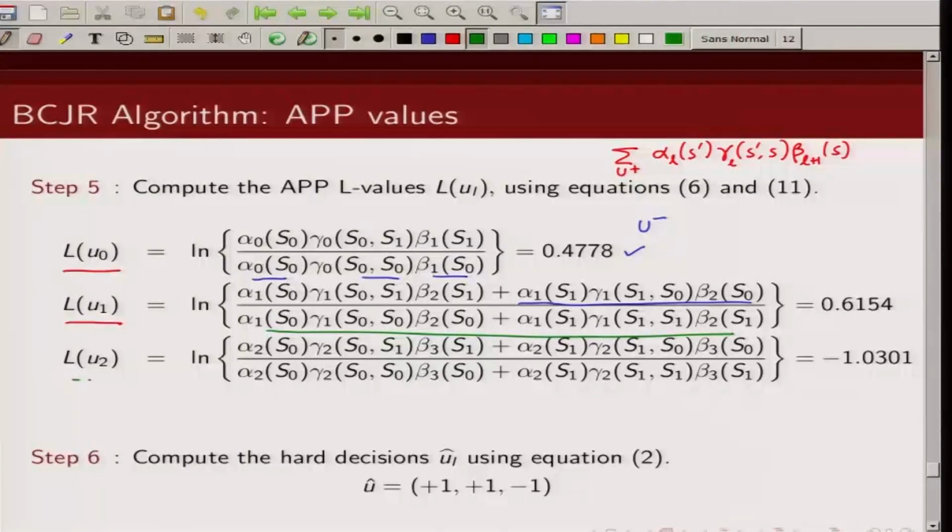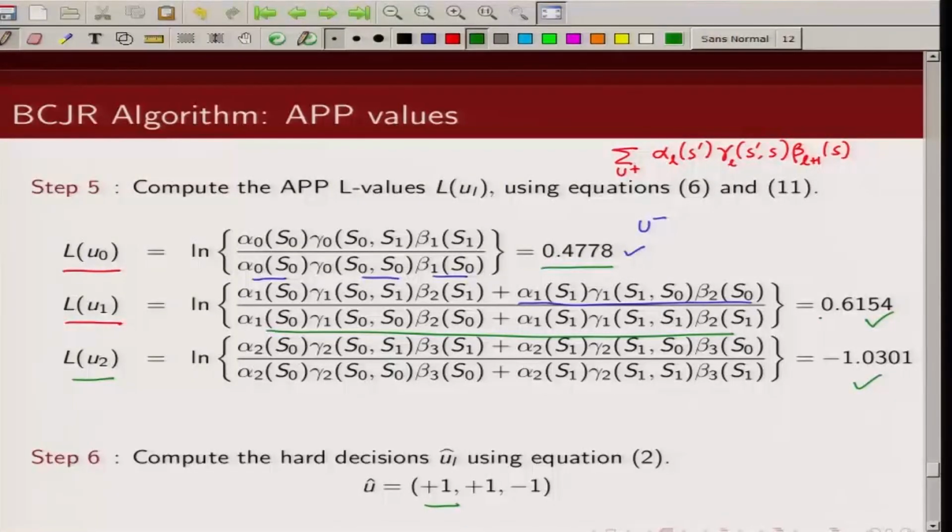Likewise, we compute log likelihood ratios, the APP values, for all the three information bits. Now, what is the final step? Once we have computed the log likelihood ratios, we see whether they are greater than 0 or less than 0. If they are greater than or equal to 0, we decide in favor of UL being plus 1, otherwise we decide in favor of UL being minus 1. So, this is 0.4778, which is greater than 0, so we decide in favor of plus 1.